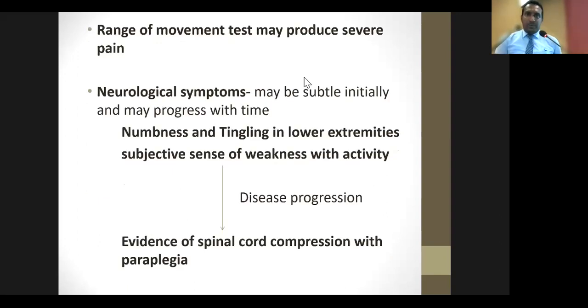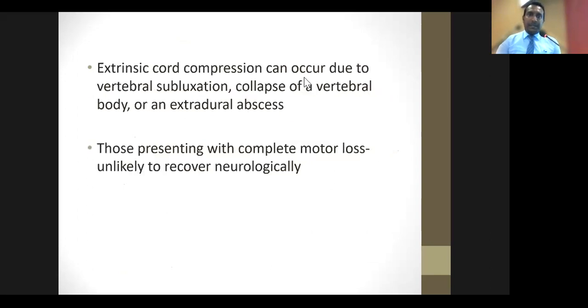Range of movement tests may produce severe pain, and neurological symptoms are initially very subtle, like numbness and tingling. As the disease progresses, it can present with more severe complications like spinal cord compression. Later on, extrinsic cord compression can also occur. And those presenting with complete motor loss are unlikely to recover neurologically.